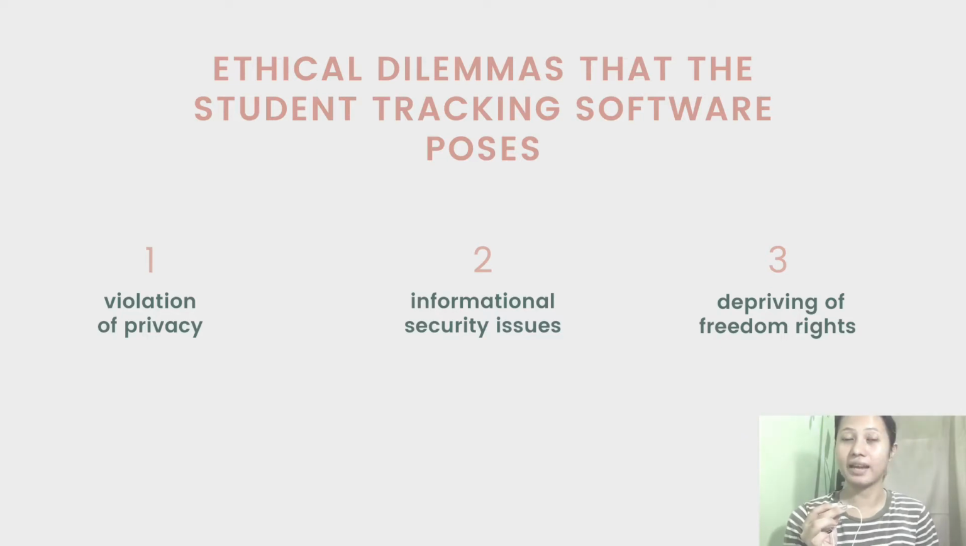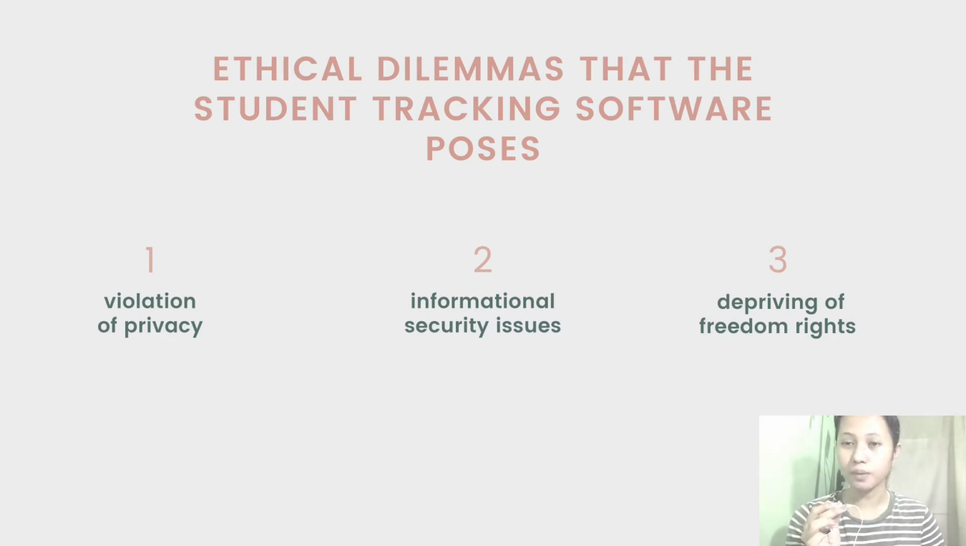So in this slide, I am going to talk about the ethical dilemmas that the student tracking software poses. There would be 3 ethical dilemmas. These include number 1, the violation of privacy, number 2, the informational security concern, and lastly, the depriving of one's freedom rights. The student tracking software raises ethical dilemmas, for there are 2 courses of action considered between that of the schools and the student's perspective.